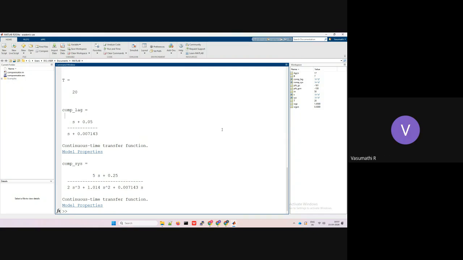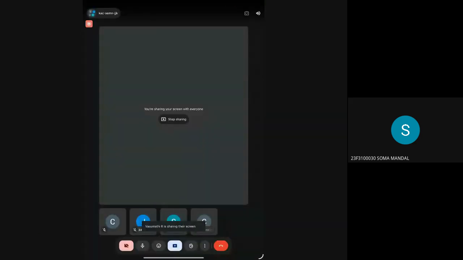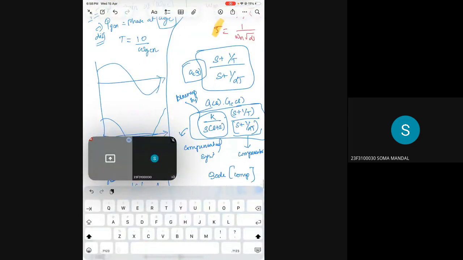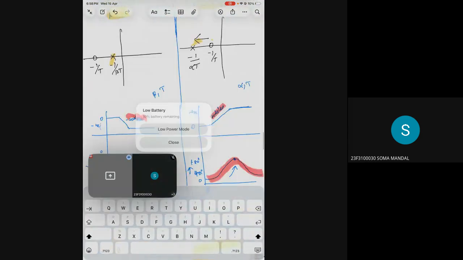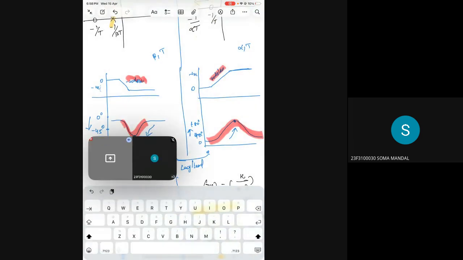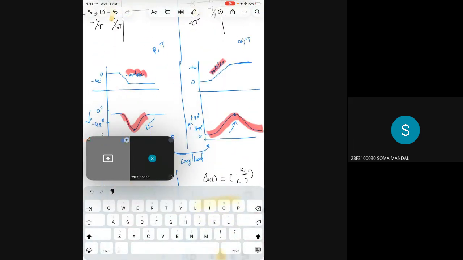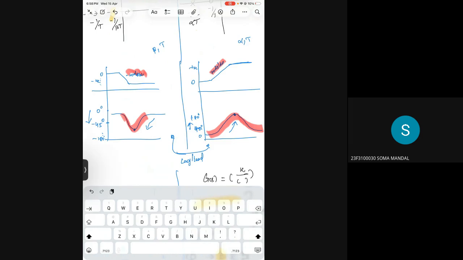Okay, ma'am. Okay. Wait, I will show you. This kind of questions might come to check your understanding. So, what is a lag compensator? What is a lead compensator? How is it defined? So, whether it increases your phase margin, to the left or right, up or down, kind of questions.